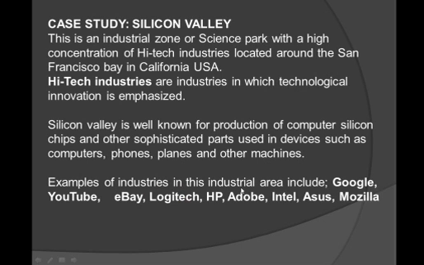Examples of industries in this industrial area include Google, YouTube, eBay, Logitech, HP, among others. ASUS, I hope you know ASUS, it makes computers. You know Mozilla Firefox, this is our search engine. Intel, I mentioned, it manufactures the processor in computers. Most laptops have Intel. I'm looking at mine right now, it says Intel inside. HP, you have computers of HP. Logitech, I am using a mouse right now made by Logitech, and you all know eBay, YouTube, etc. So those are high-tech industries.